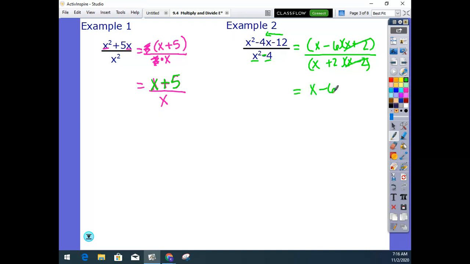We can only cancel common factors, that which is being multiplied. Final answer, X minus 6 over X plus 2. These have to be exactly the same in order to cancel them. So this is what we're left with.